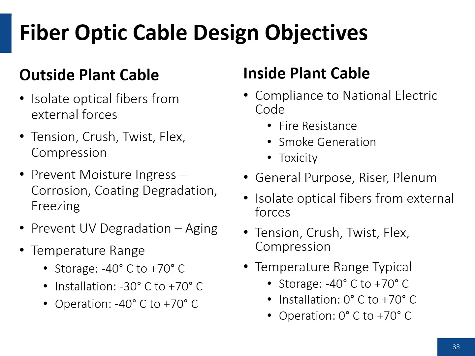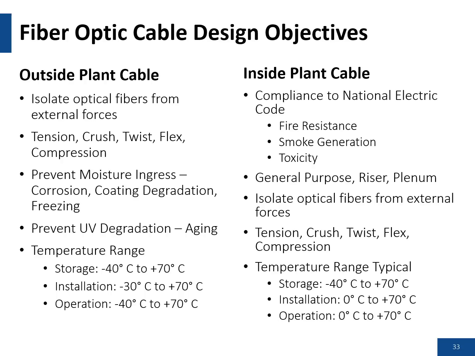You have different design objectives. You have an outside plant cable set of design objectives and an inside plant set. The outside plant design objective is that you want to take those fibers and put them into a cable type that isolates the fibers from external forces. These are external forces that it would see during installation as well as potentially during temperature cycles and time. So things like tension, crush, twist, flex, and compression all can again impact the transmission characteristics by increasing attenuation and loss.